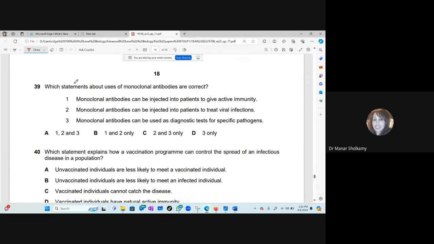Okay. Which statements about the use of monoclonal antibodies are correct? Do they give active immunity? No. Can they be injected to treat viral infections? Yes, why not? Can they be used as a diagnostic test for specific pathogens? Yes. So it's a C, easy.